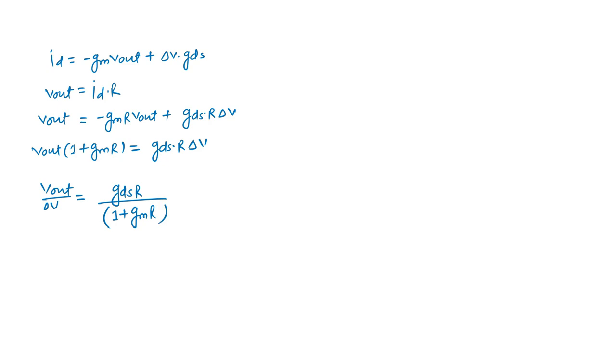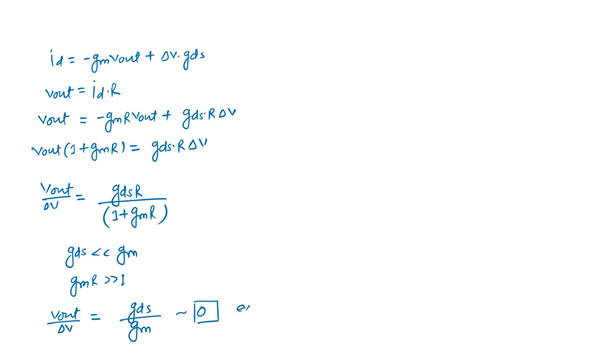As you know, it is expected that GDS is much smaller than GM. If I consider that GM R is much greater than 1, then the gain expression from supply perturbation to the output becomes GDS by GM. And we know that GM is much greater than GDS, so it is nearly 0. This is the expected result, because if there is any change happening in the supply, it should not translate to the output. This is better supply rejection, supply noise rejection.